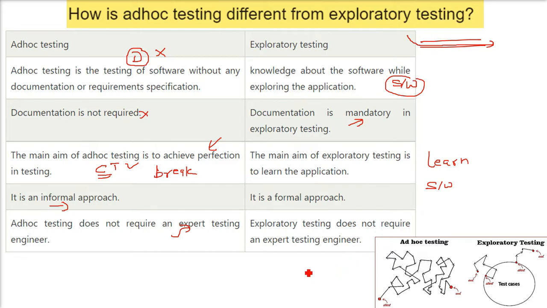Exploratory testing also does not require an expert testing engineer, because this is a learning curve. Anybody can do exploratory testing. It is just learning about what is happening in the software through testing. So this is the difference between ad hoc and exploratory testing. This is the way exploratory is: oh, from here, oh, this is the new way. So we start learning.